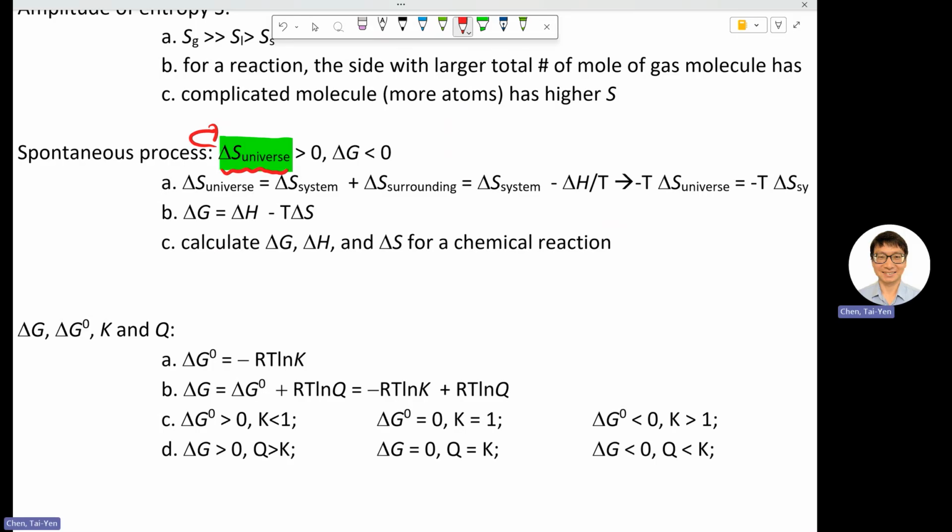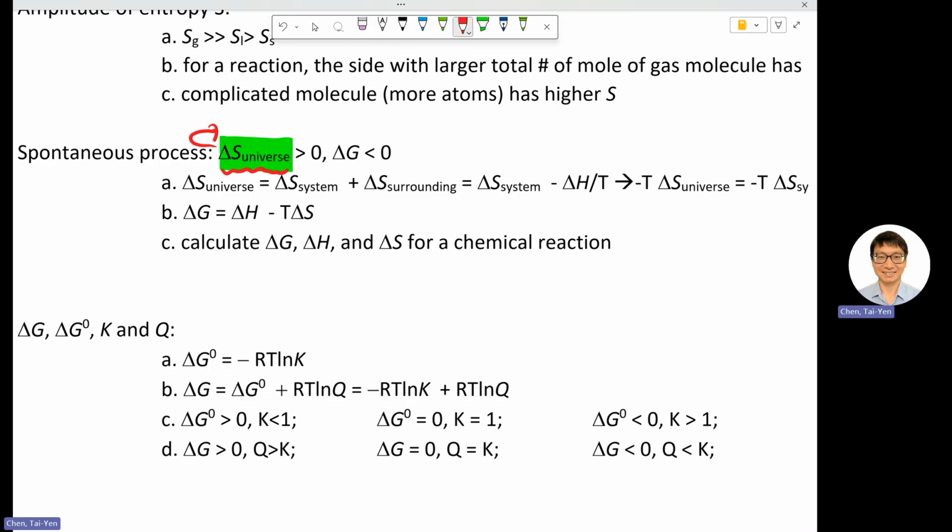Okay, so how do you know it is? Of course, you can look at your system alone. Okay, but that doesn't give you the answer because energy flows between your system and surrounding, right? What you have is that overall, both your system and your surrounding have more ways to store your energy than before. That specific process will have a very high probability to happen spontaneously. Okay, so that's the main physical reason behind why delta S universe must be positive.